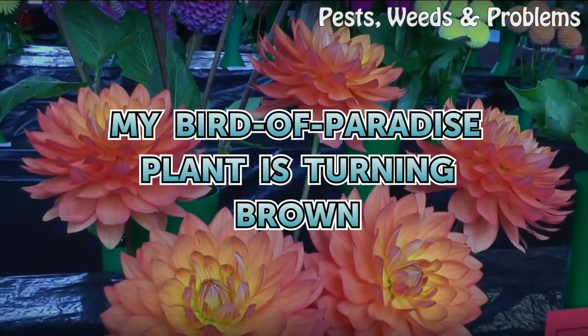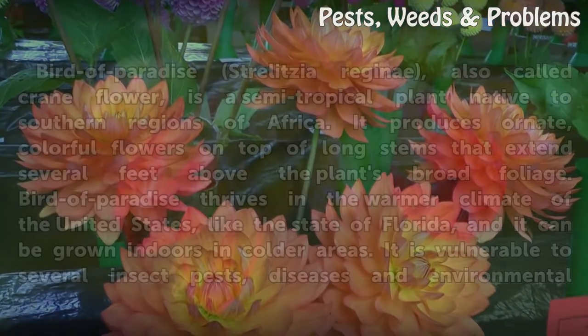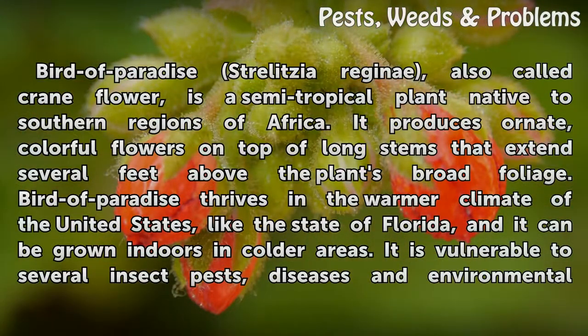My bird of paradise plant is turning brown. Bird of paradise, Strelitzia reginae, also called crane flower, is a semi-tropical plant native to southern regions of Africa.